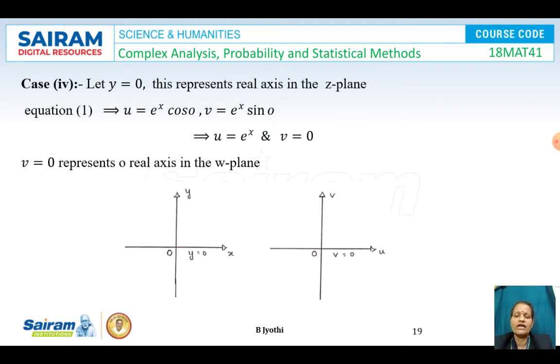Next case, when we take y is equal to 0, which is nothing but the real axis, therefore we get u is equal to e power x and v is equal to e power x into sin 0, therefore v is equal to 0 we are getting. So u is equal to e power x and v is equal to 0, therefore v is equal to 0 is nothing but the u axis. That's the real axis in the w plane.